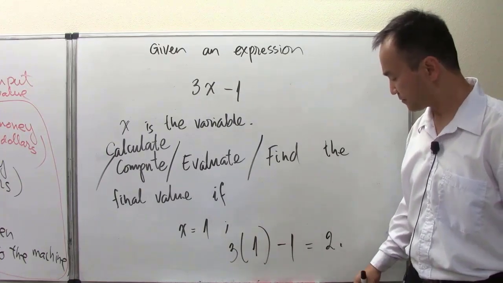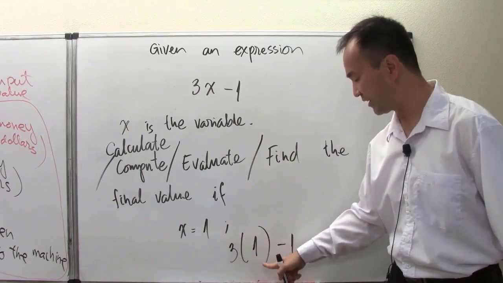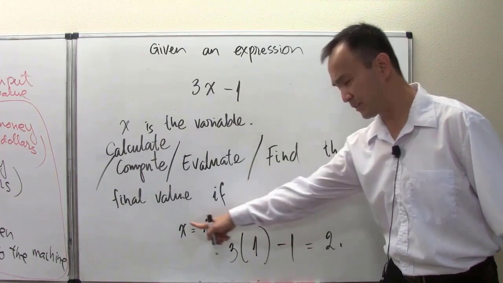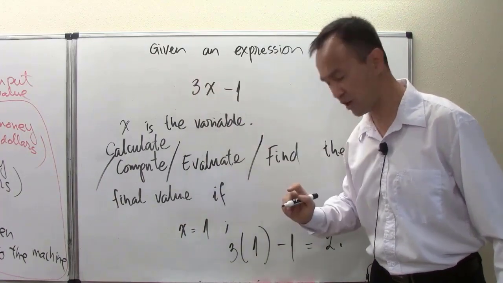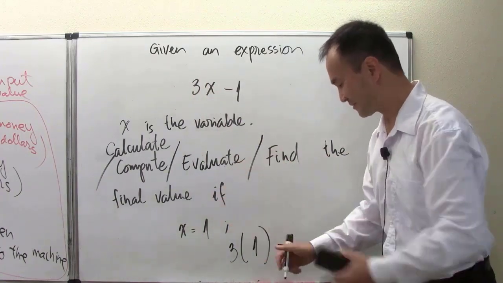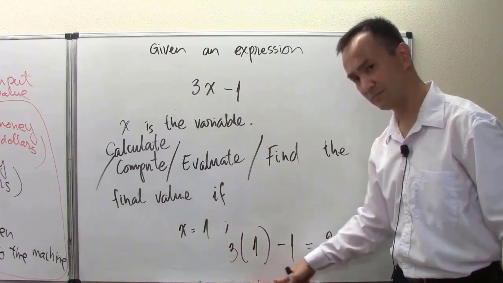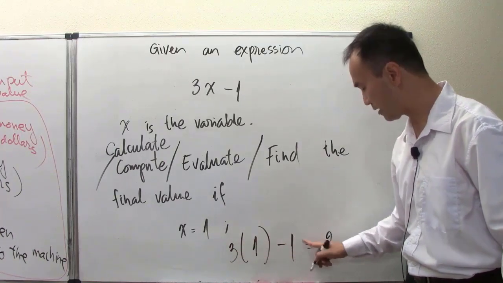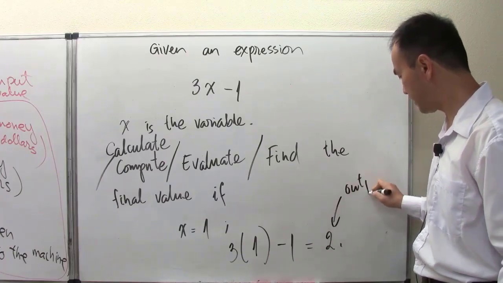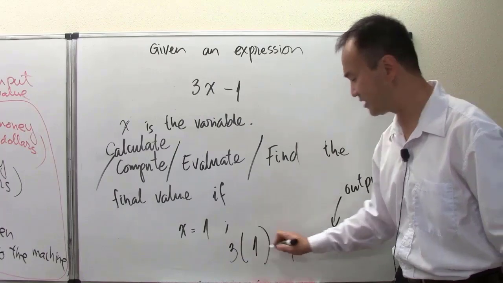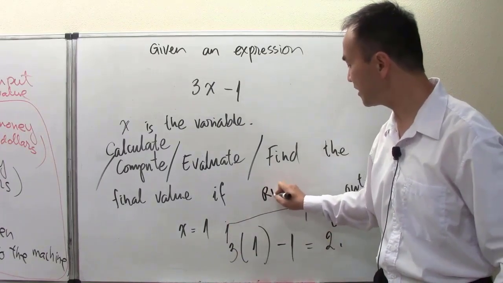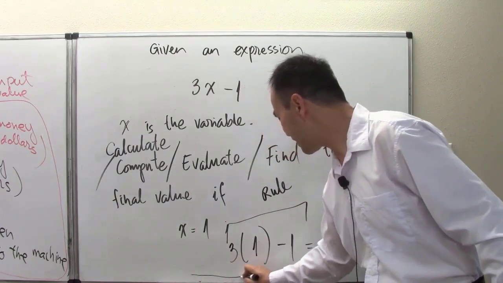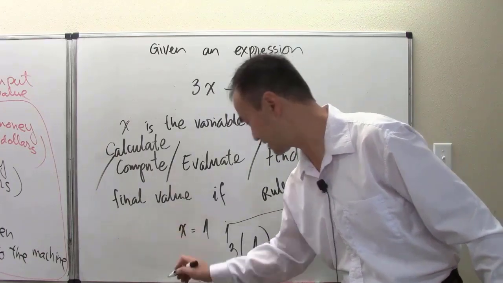So we have a given expression, and we're giving our variable a value. For now, the variable is simply part of the expression. Then we realize that 3 times the value minus 1 gives us an output. In the end, this 3 times 1 minus 1 is a rule, and we can treat it just as a rule. To clarify, the x equals 1 that we're providing is an input.